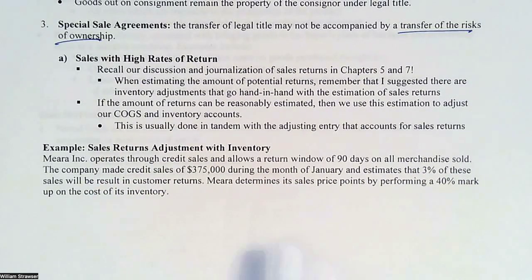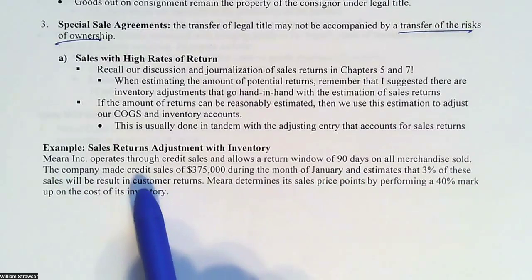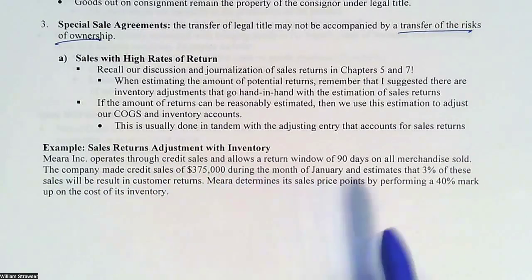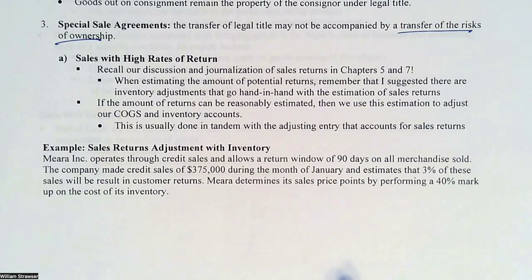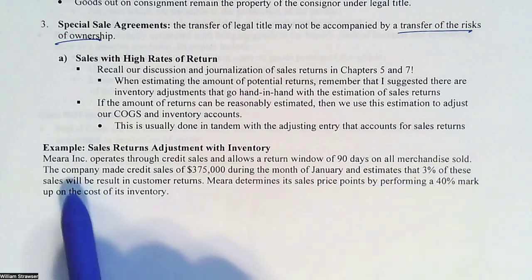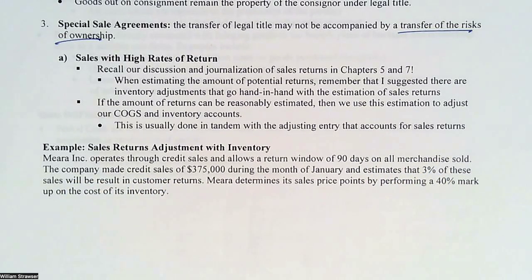In this case, we got Mira, and she's operating through credit sales, allows a 90-day return on all merchandise. The company made credit sales of 375 during the month of January, estimates that 3% of the sales will result in customer returns. Mira determines its sales price points by performing a 40% markup on their inventory.